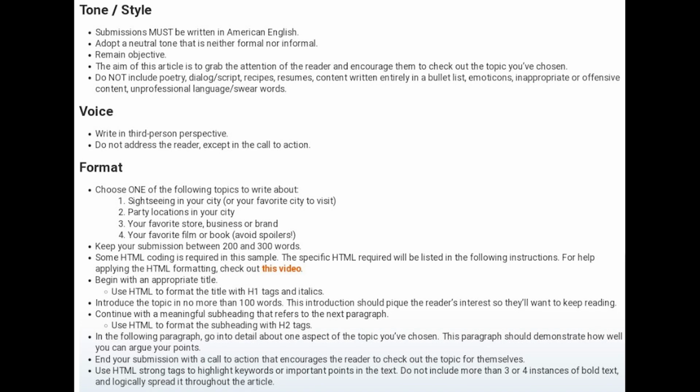Use HTML strong tags to highlight keywords or important points in the text. Do not include more than 3 or 4 instances of bold text, and logically spread it throughout the article. Now, what this means is that when you're writing about a specific topic and you come across something that would act as an important keyword or an important reference, you'd want to put it in bold.